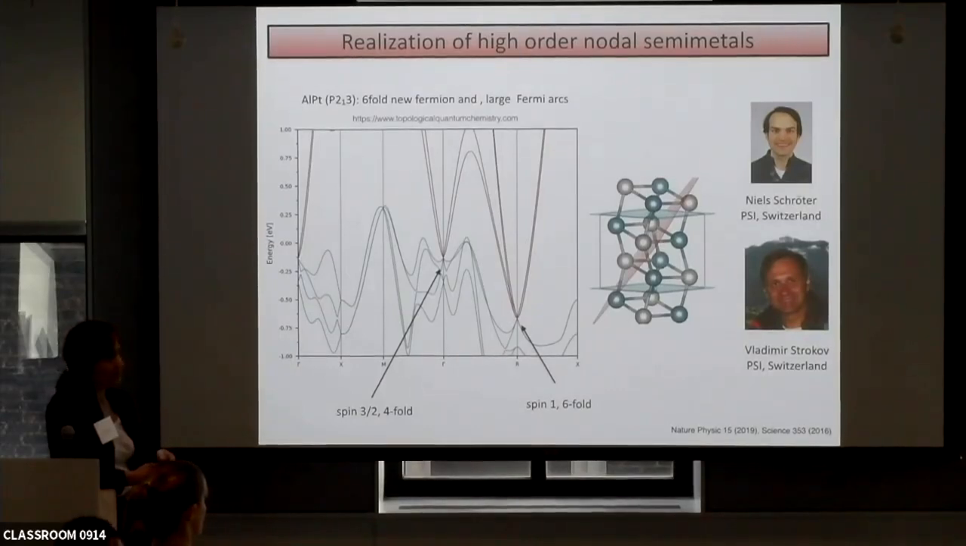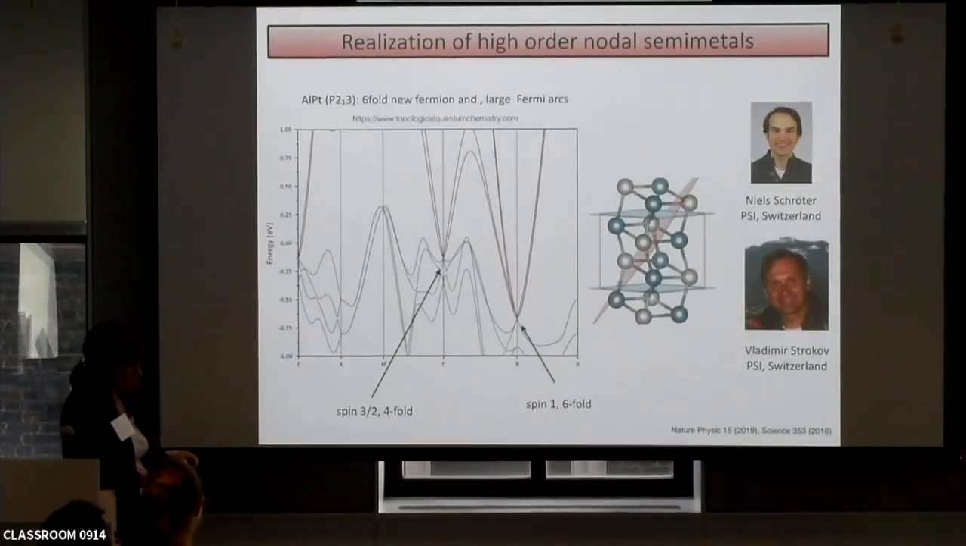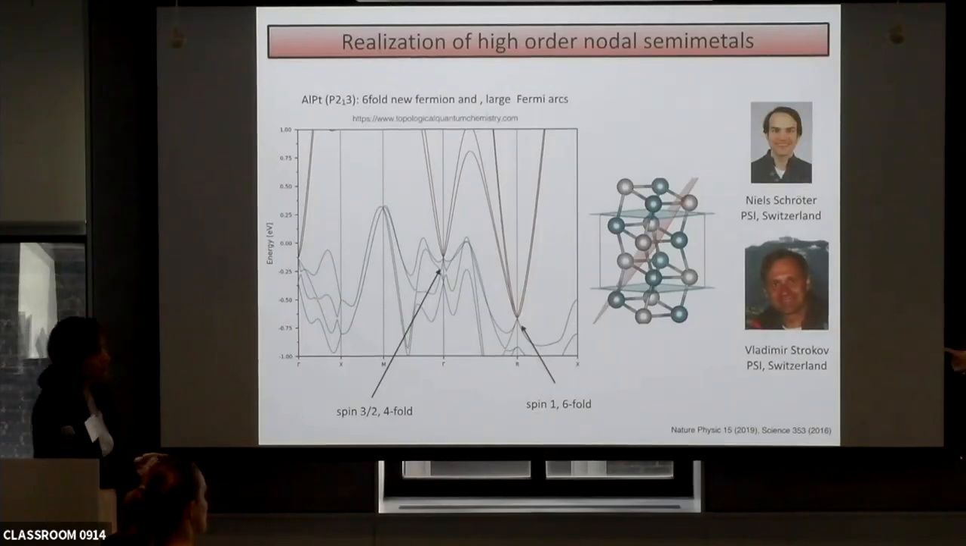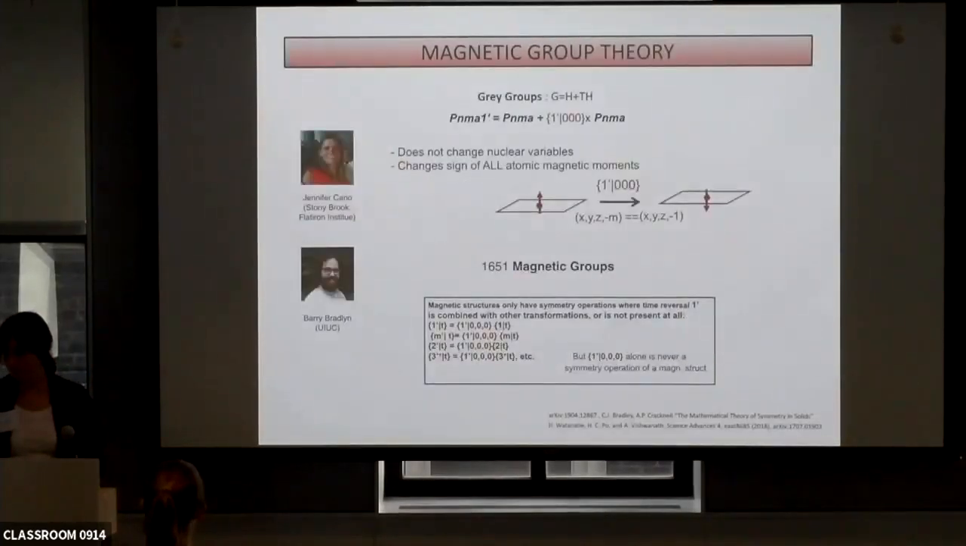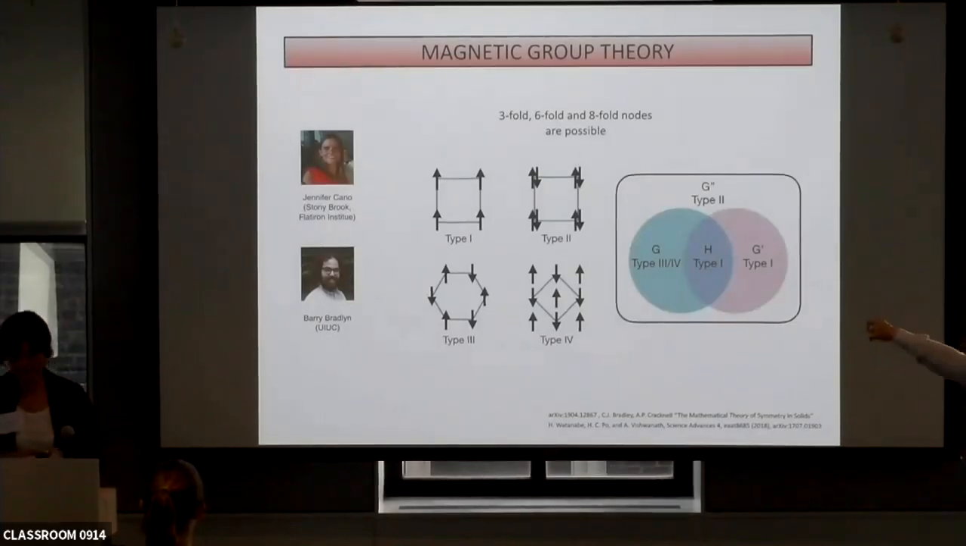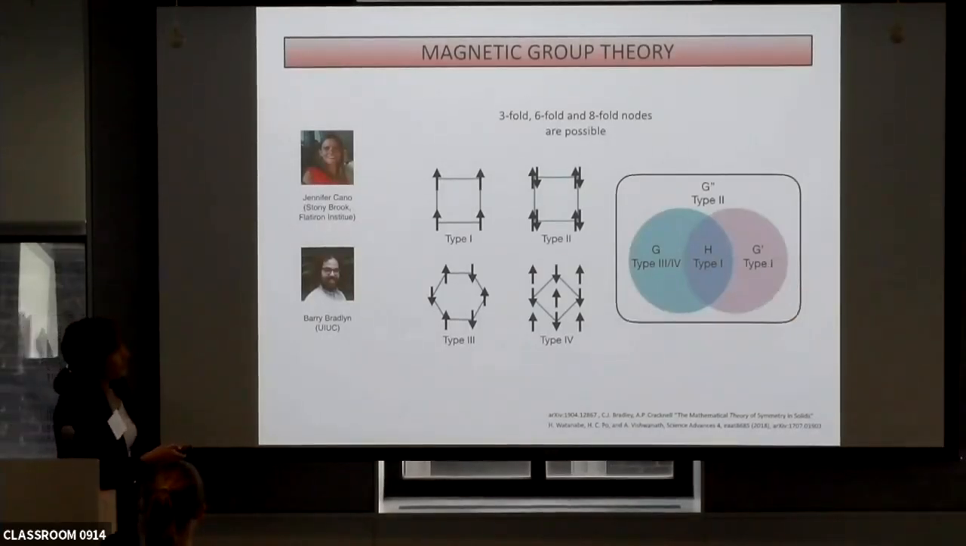Any other questions? Maybe I'll ask another one. So in the magnetic groups, I didn't catch what the G prime H means. Be like type 1, type 2, type 4. What do these mean? G prime H. This is the unitary part of.